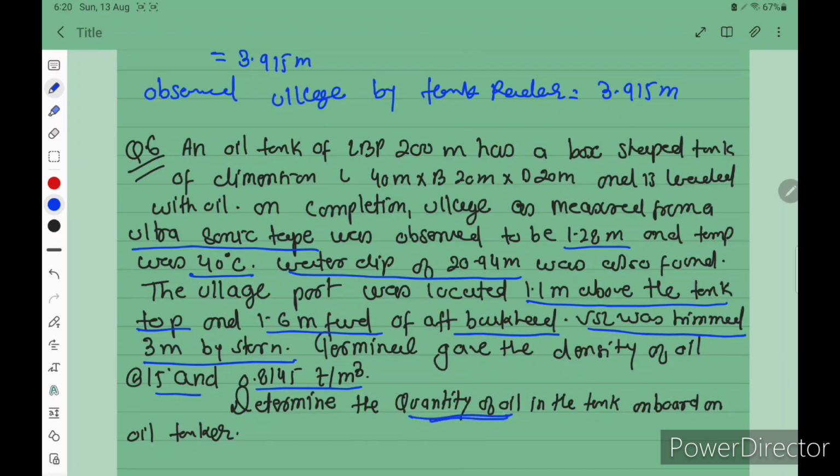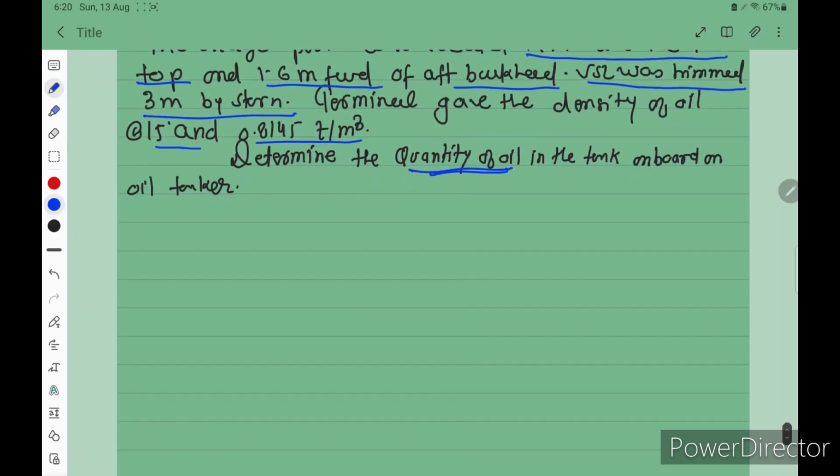Quantity of oil. Okay, so how do we approach this question? First we have to calculate the total quantity, the mixture of oil and water. Then we have to calculate the water and remove it from the total, and we get the quantity of oil. So let's proceed with this question. The vessel is trimmed by the stern.